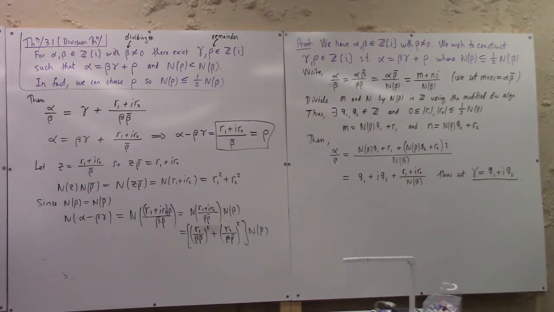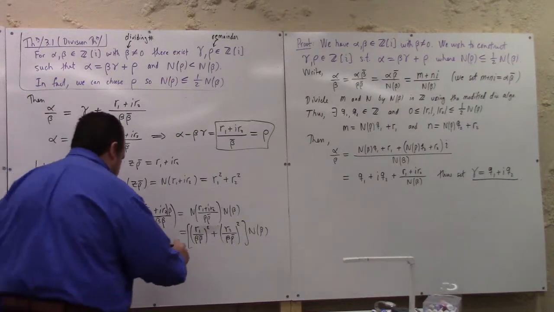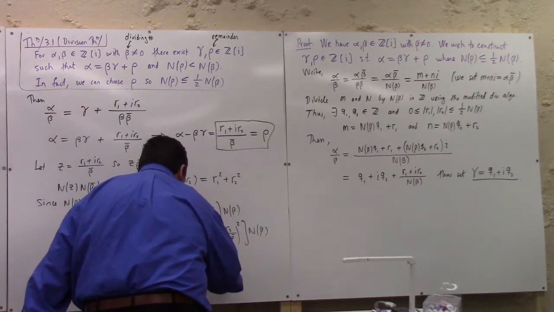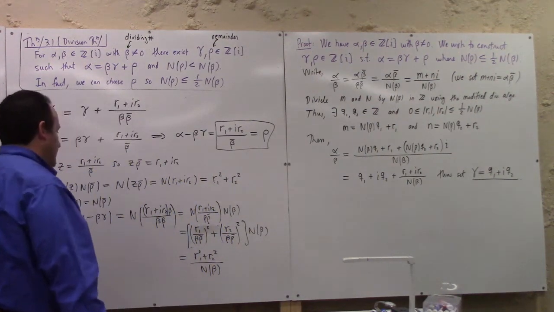But what you're looking at is the norm of beta squared in the denominator, right? So that cancels with the norm of beta in the numerator and just leaves you with what he writes, which is namely R1 squared plus R2 squared divided by the norm of beta. All right?